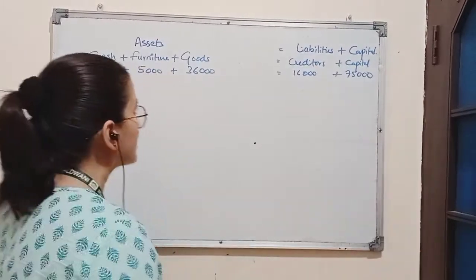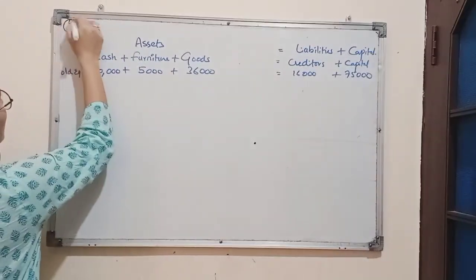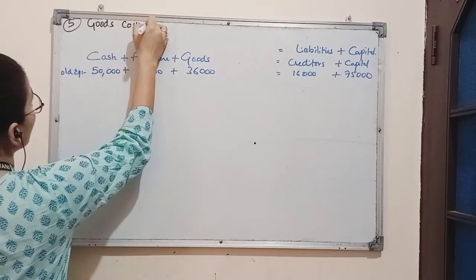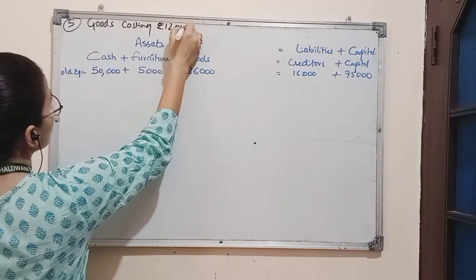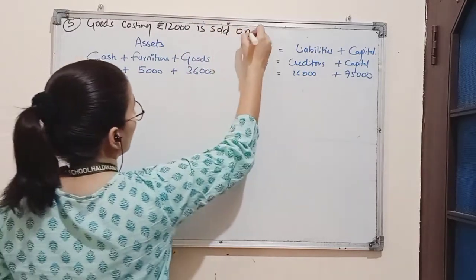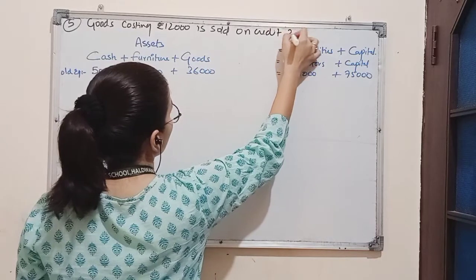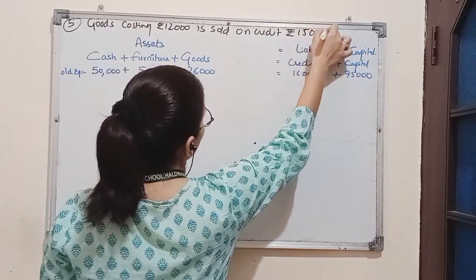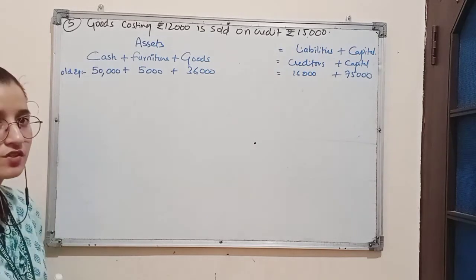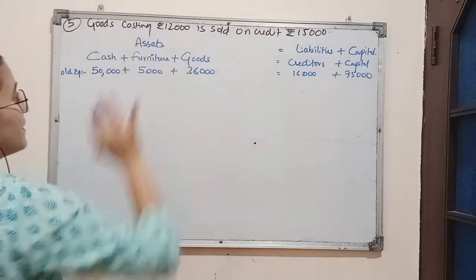Now here the next transaction is goods costing rupees 12,000 is sold on credit amounting to rupees 15,000. So here in this transaction, goods have been sold.